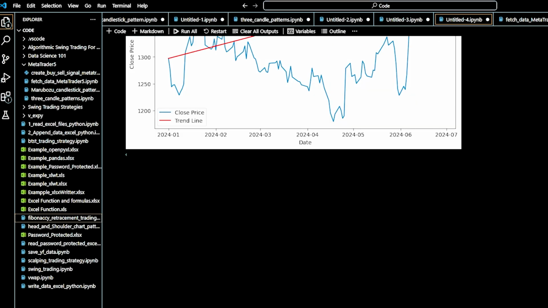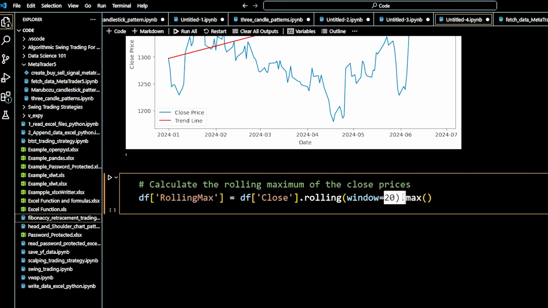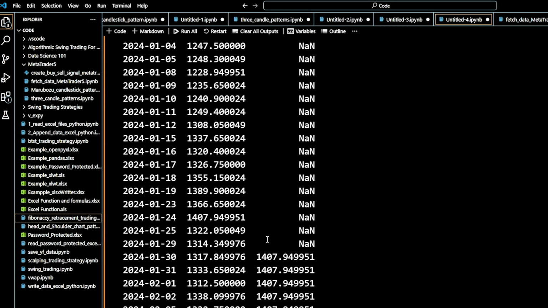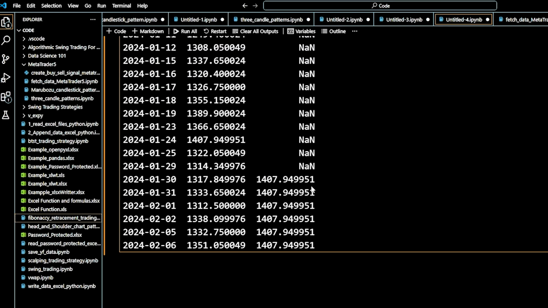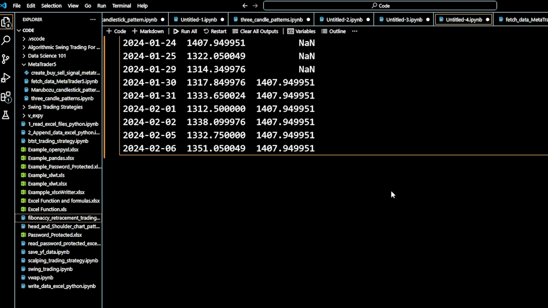Anyways, now let's calculate the rolling maximum. So we have rolling max as close price. The rolling window we have mentioned as 20. So let's do that. Let's also print a couple of the starting prices. From the 20 days we have the rolling window data on close price. Now let's identify the breakpoints.